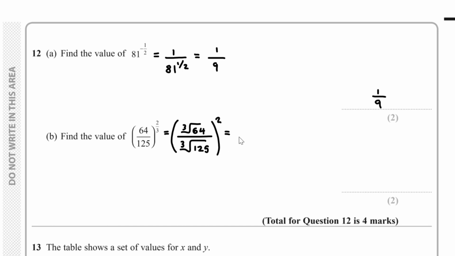So if we work this out, cube root 64, that's 4. So we've got 4 and then on the bottom cube root 125, that's 5. So we've got 4/5 squared, which is equal to, well, 4 squared, that's 16, 5 squared, that's 25. So the value of 64 over 125 to the power of 2/3 is 16 over 25.